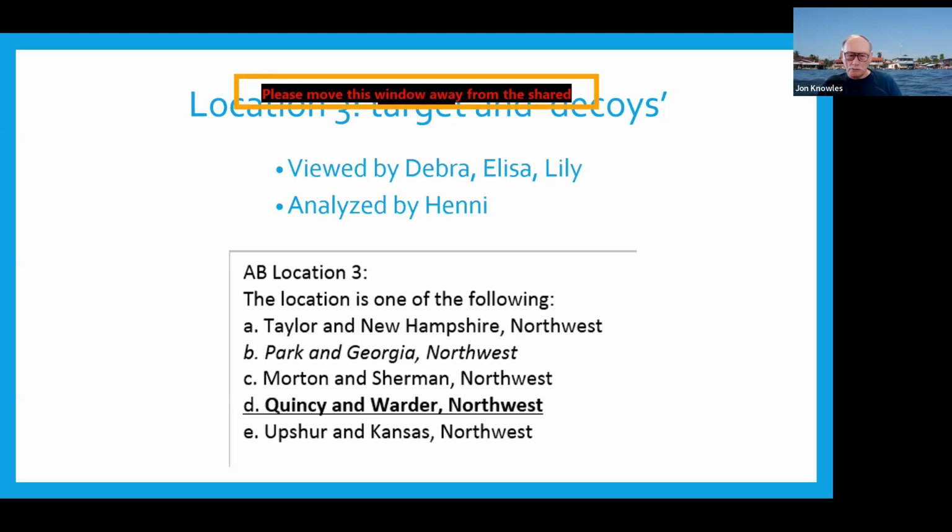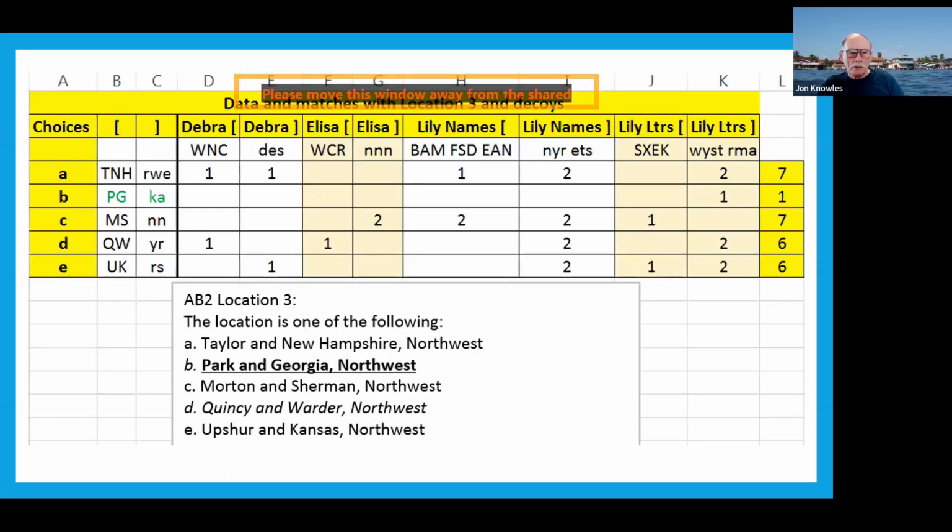So the designated one was Park in Georgia, Northwest. These are all in the District of Columbia. And it's in green on the left under choice B, that's Park in Georgia. You can see that the matching is actually least for Park in Georgia from the viewers than all the other ones. So that made it impossible, I would say, for the analyst to choose the correct one, unless you think there's psi missing. But this is just one experiment. It'd be hard to say that that's what occurred.